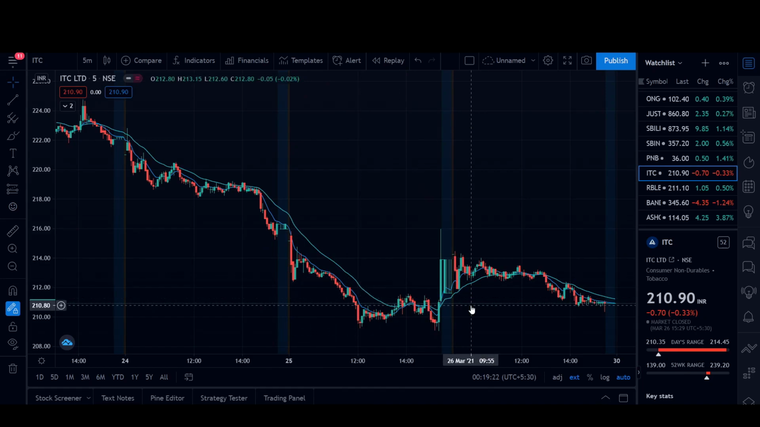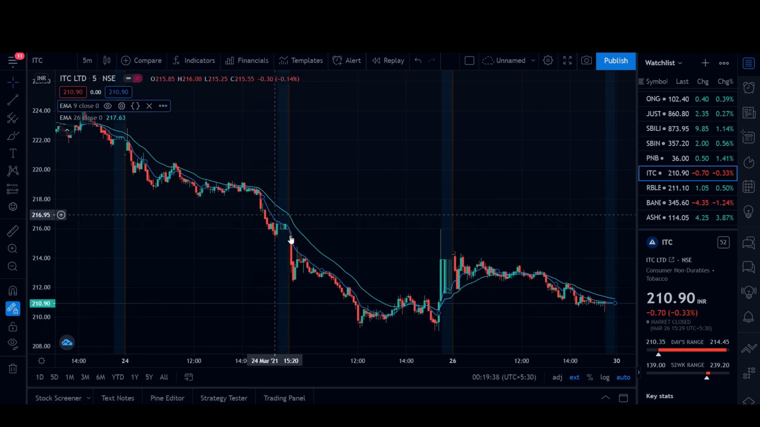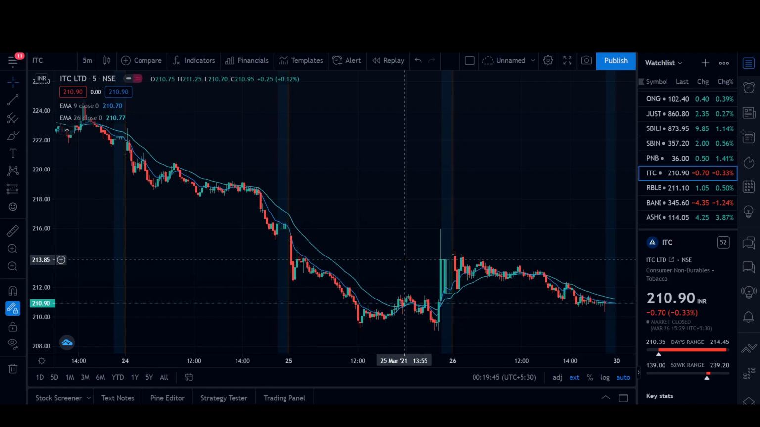So the EMA which generates the buy or the sell signal is the 9 EMA. The 9 EMA right here, this one, as we can see. The 9 EMA is this one. It's sticking closer to the price. So this EMA generates the buy or the sell signal. I'll be showing you how it generates the buy or sell signal.